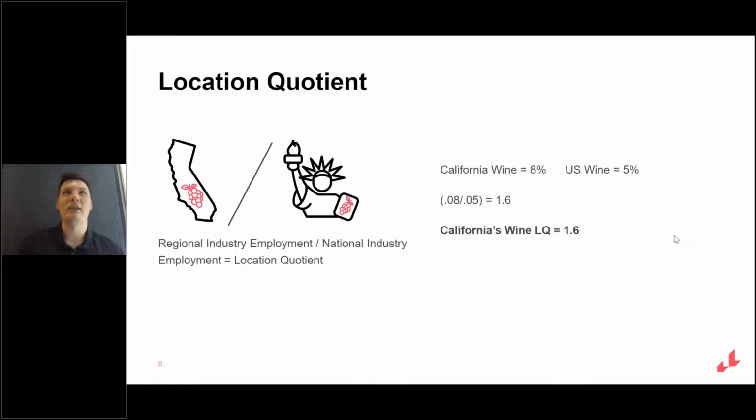One last thing, we have the location quotient. So the location quotient is another number. It's not going to be a large number. It's going to be based out of 1, so 0 to 1 plus. Basically, what we're doing is we're taking the regional industry employment, dividing that by the national industry employment, and getting the location quotient. For example, California wine.